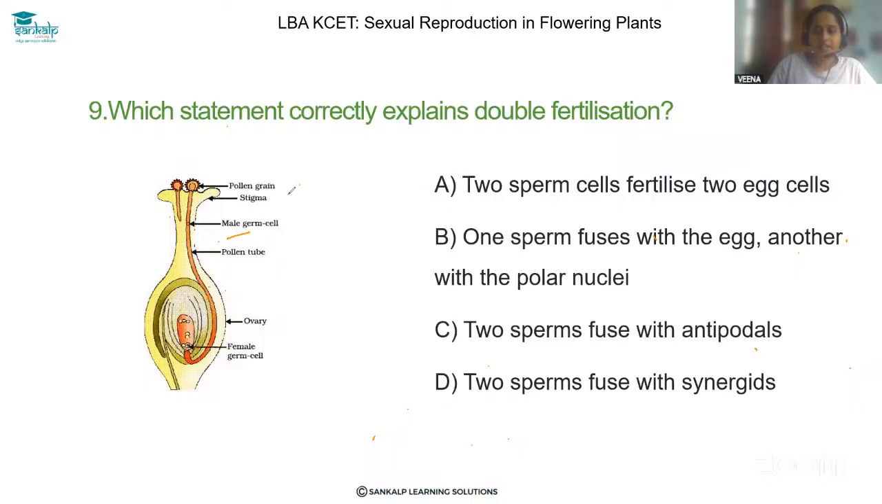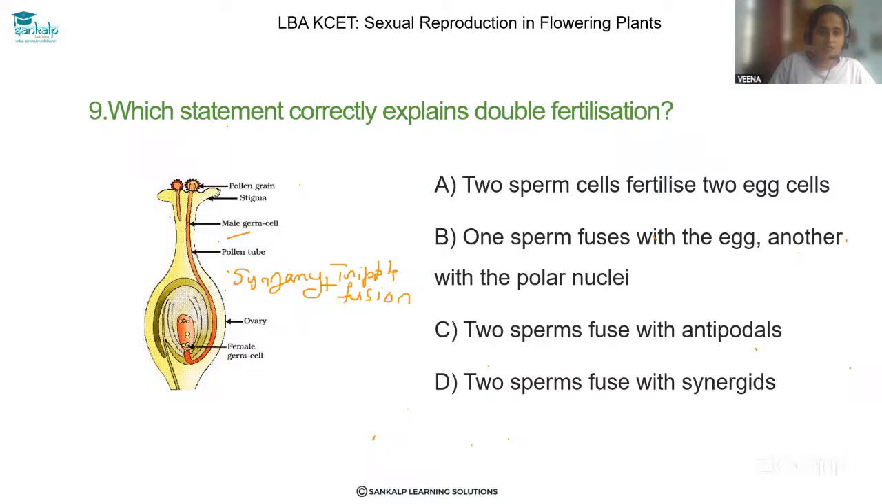Double fertilization is a process we can observe only in angiosperms. There are two processes taking place here, that is syngamy plus triple fusion. Both together are called double fertilization. Okay, so how is it taking place?